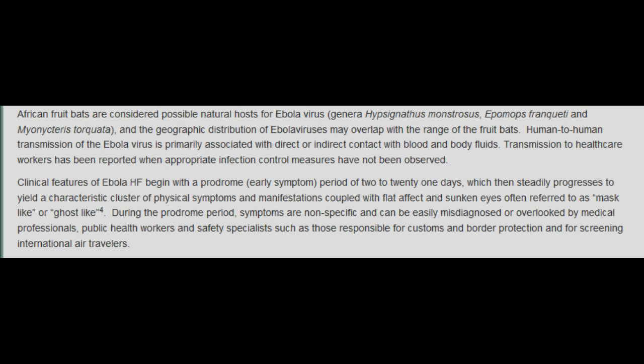Clinical features of Ebola HF, hemorrhagic fever, begin with a prodrome early symptom period of 2 to 21 days, which we've been told, which then steadily progresses to yield a characteristic cluster of physical symptoms and manifestations coupled with flat affect, which means you don't really show emotion on your face. It's very monotone. And sunken eyes, often referred to as mask-like or ghost-like. During the early symptom period, which is basically the incubation period, symptoms are nonspecific and can be easily misdiagnosed or overlooked by medical professionals, public health workers, and safety specialists.